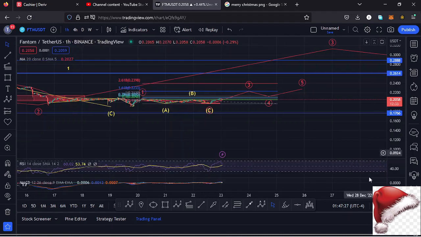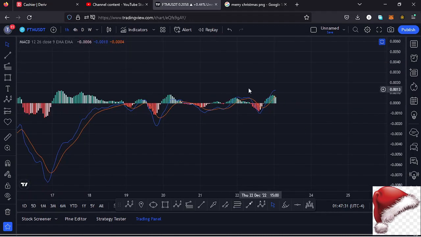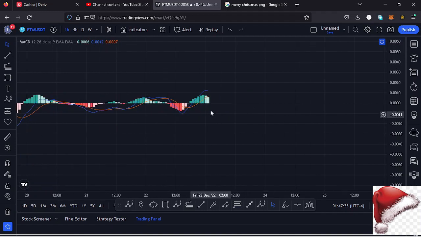Also taking a look at the MACD, here on the MACD we have been able to print a bullish cross, and we are also seeing an increase in the buying momentum, meaning higher prices are coming our way. So let's be patient and see how that plays out, and I'll keep you updated.